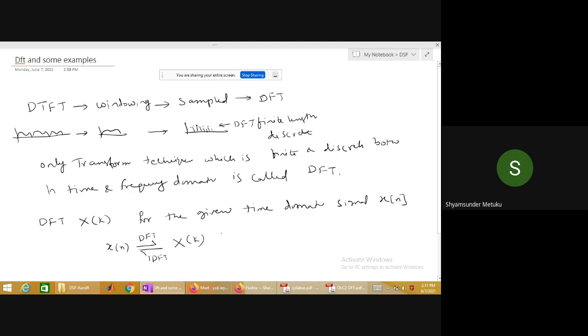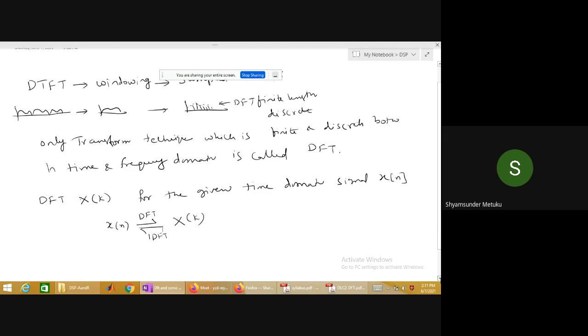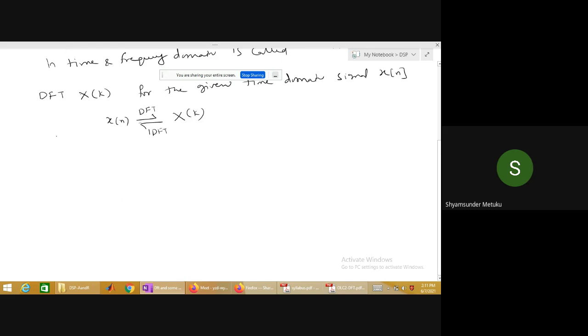And the equation for DFT is given by: X of k is given by summation over n equal to 0 to N minus 1 of x of n e power minus j 2 pi by capital N into nk. I will tell you what it means. Similarly, inverse discrete Fourier transform is given by.